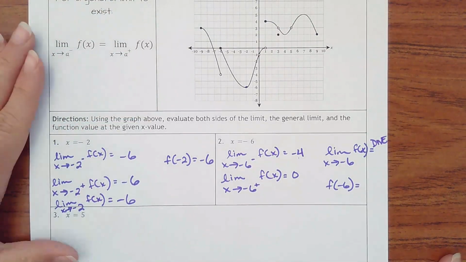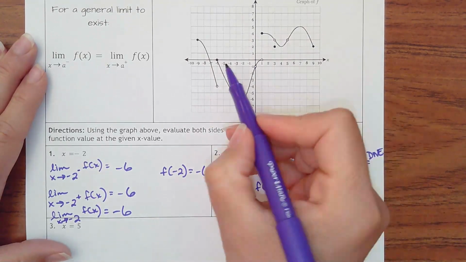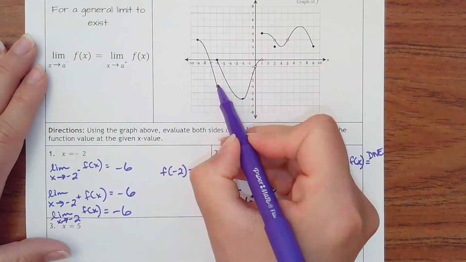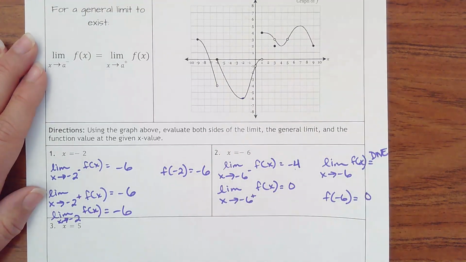I don't get to pick and choose which number I use for it. And then f of -6, do I have a closed point at x is -6? Yes, that would be a y value of 0. All right, one more.